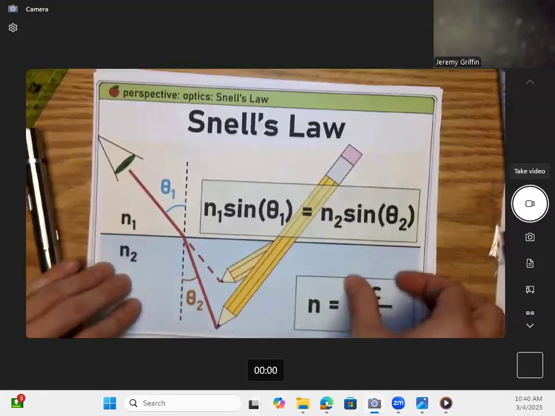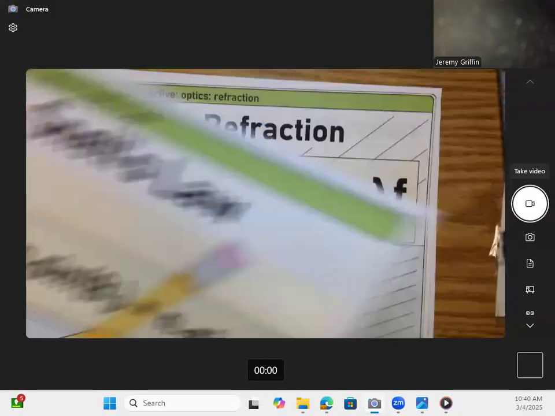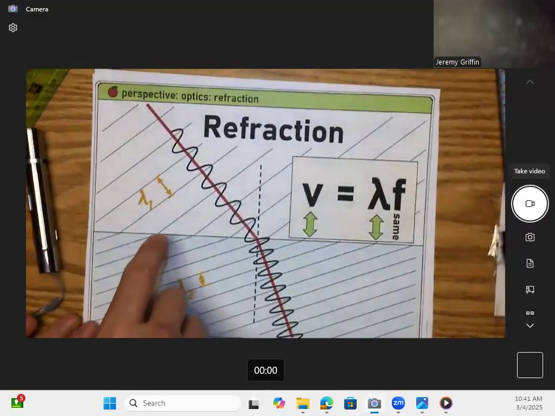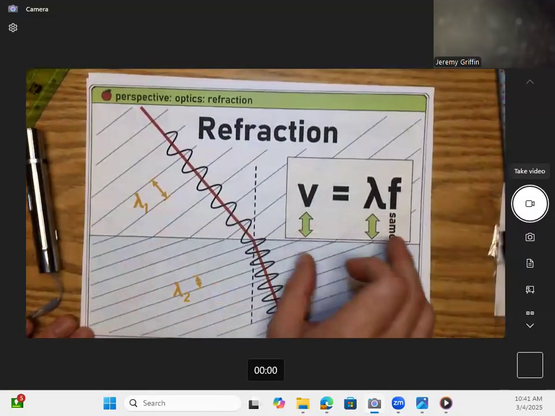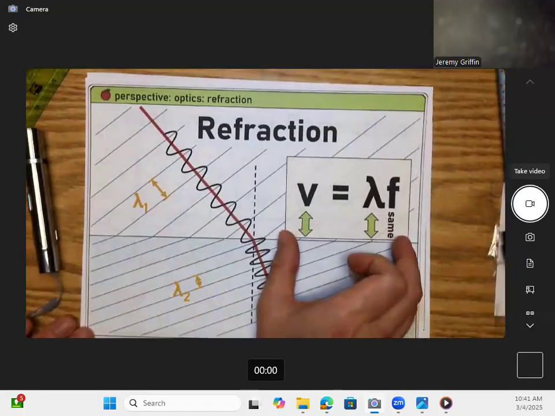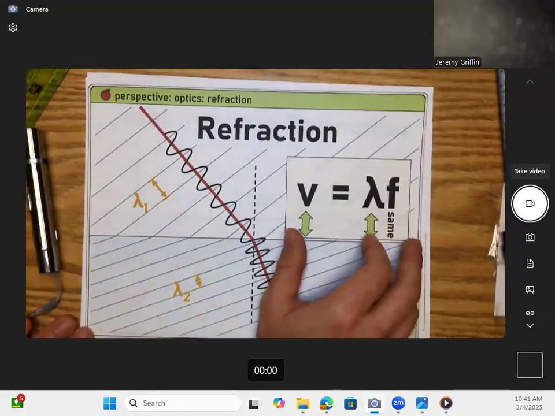So I'm going to lead up to this, but I've got his model copied right here. All right, so do you guys remember this wave equation? Can you guys read this? What does it say? What equals what times what? Speed equals wavelength times frequency. You guys remember that? Speed equals wavelength times frequency.